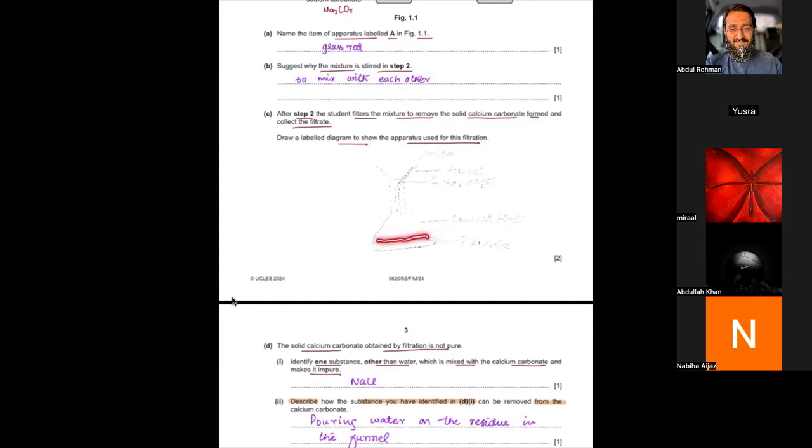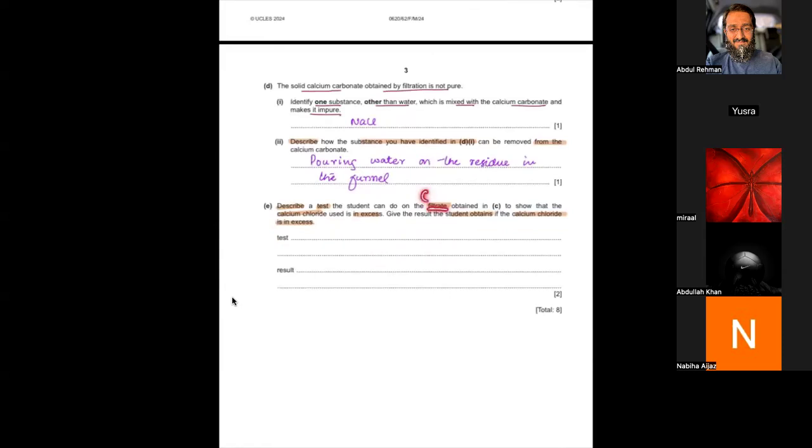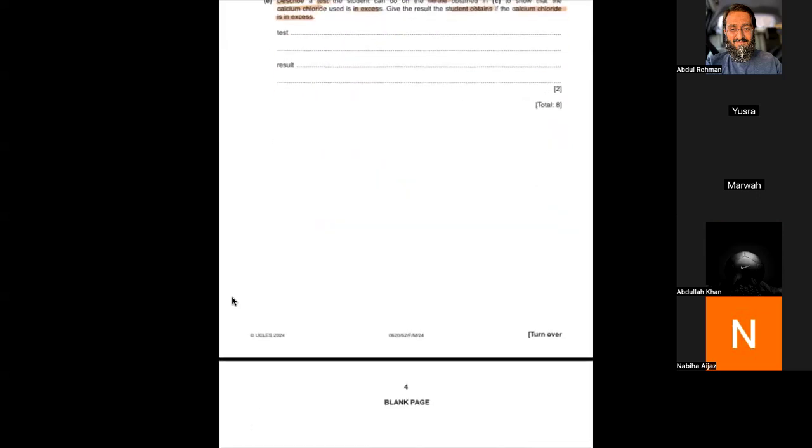So if calcium chloride is there, it means it has calcium ions in it. So the solution contains calcium ions, right? Is this understandable? If the filtrate has calcium ions present in it, then it means it does contain calcium chloride. Is this point understandable to all of you? Yes. Okay. So what is the test for calcium ions?